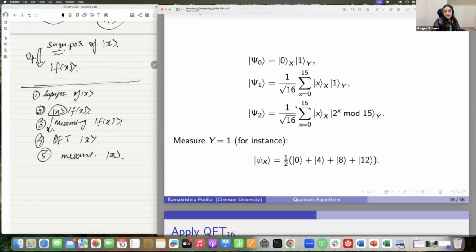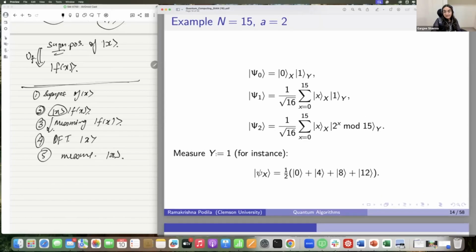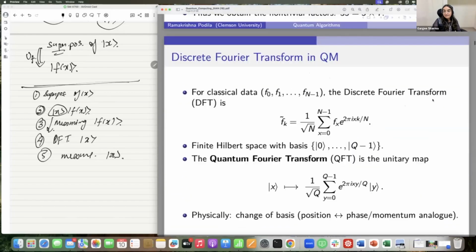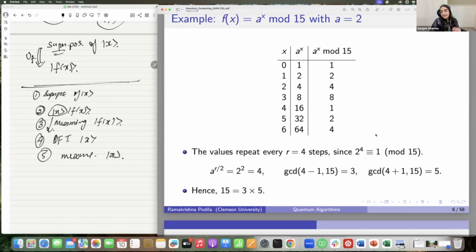we took this example of the same 2 power x mod 15, right? This was our f of x. And let's say you measure y is 1. So if you remember my 2 power x mod 15, it could take values 1, 2, 4, 8, 1, 2, 4, 8. So if you measure 1, that means my x will be in a superposition of 0 plus 4 plus 8 plus 12, because that's the time when f of x is going to be 1.